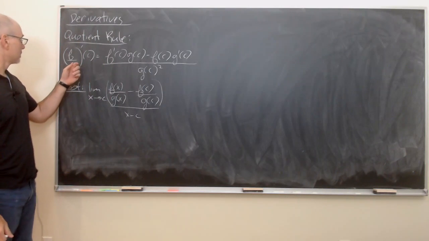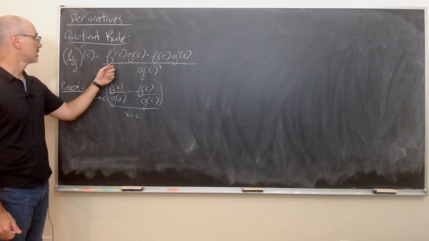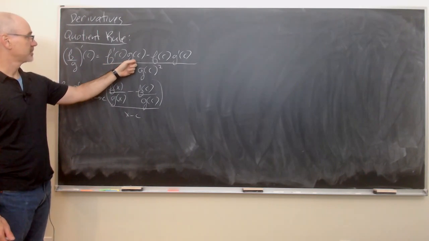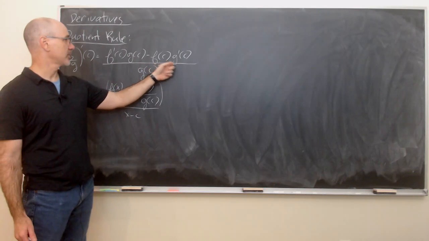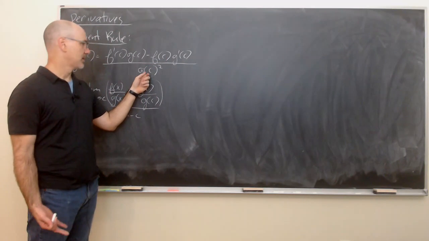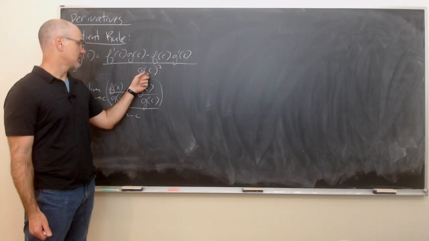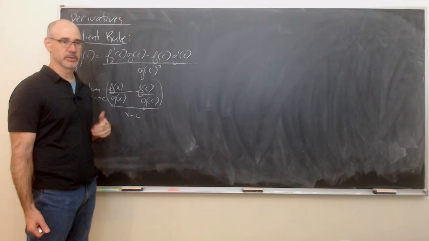So the quotient rule says that the derivative of a quotient is the derivative of the numerator times the denominator minus the numerator times the derivative of the denominator over the denominator squared. And though I won't often write it down, this of course implies, or is under the assumption, that g of c is not zero, right? We're not dividing by zero.